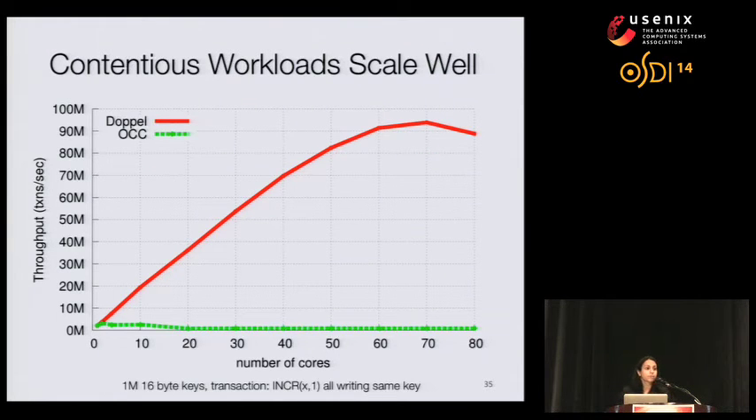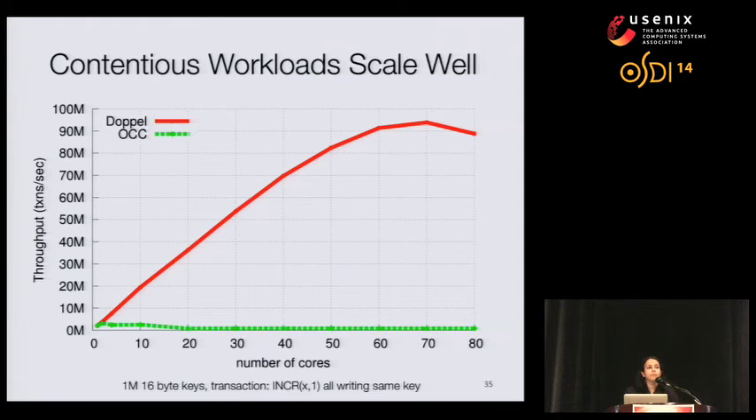Okay, so that was 20 cores. Now let's take a look at how well Doppel scales as we increase the number of cores. So in this graph, we're varying the number of cores on the x-axis, going up to 80, and we're measuring throughput. So this is again an example of the most extreme case where every transaction is incrementing the same key.